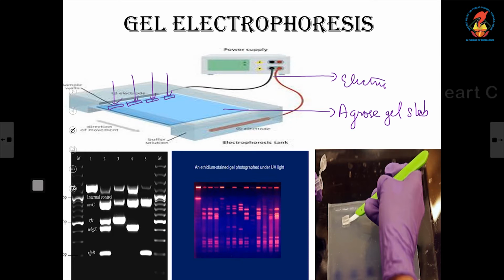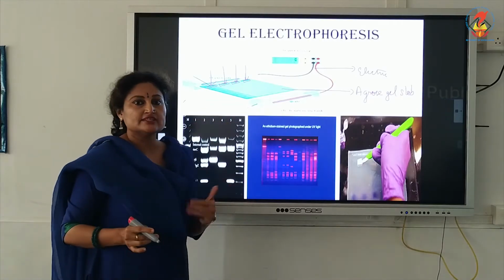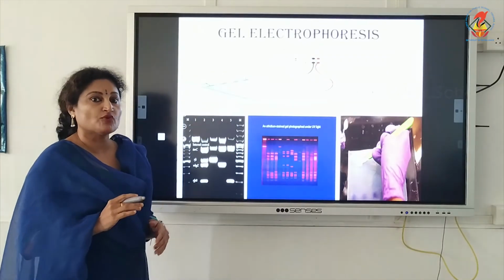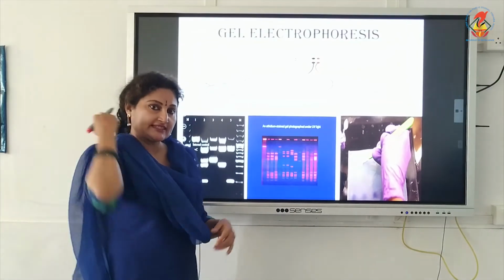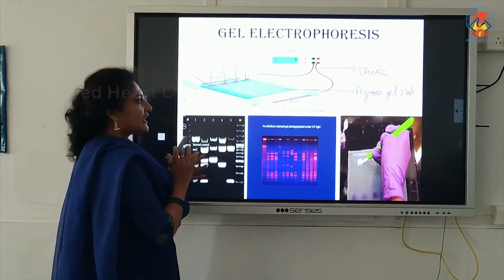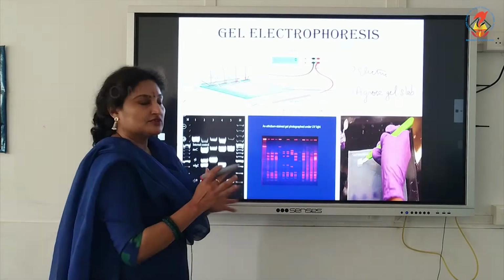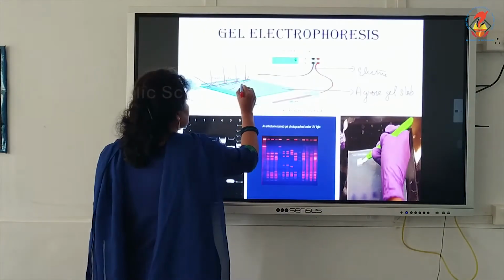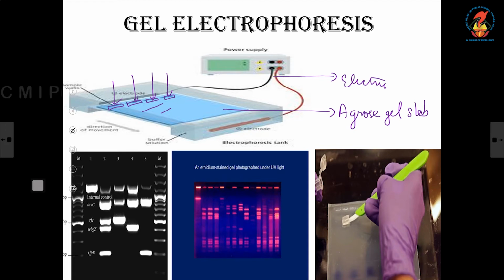Then current is made to pass. The basic principle is that our DNA, being negatively charged, gets forced to move towards the anode. So when an electric current is passed, it moves towards the anode and it gets sorted according to the size. The bigger ones are close to the well, whereas the smallest ones move further apart. So this is going to be the smallest fragment.